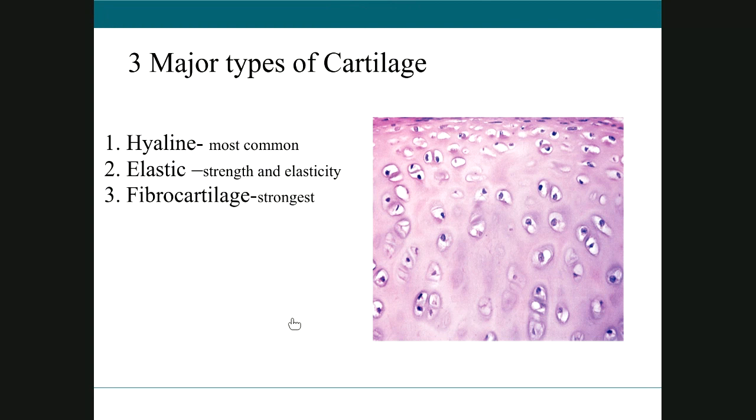So there are three types of cartilage. This one actually is hyaline cartilage. We talked about the lacunae, which is this circle, and within the lacunae, we have the chondrocytes. This extracellular matrix is somewhat of a gelatinous mixture, and we'll talk about each of these in more detail. So hyaline cartilage is the most common. Fibrocartilage is the strongest, and elastic cartilage provides strength and elasticity. So let's look at these in greater detail.